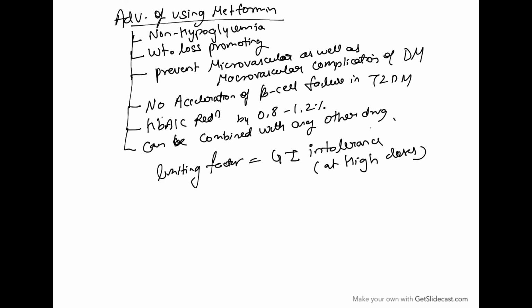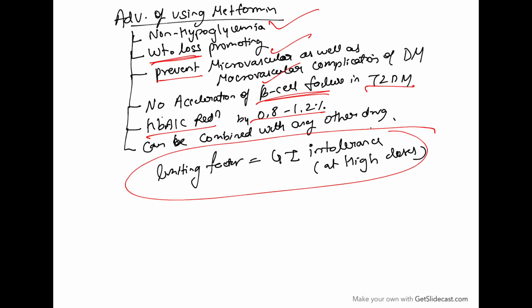नाउ एडवांटेज क्या मेटफॉर्मिन यूज करने का? हाइपोग्लाइसीमिया नहीं होता है, वेट लॉस भी प्रमोट होता है, it prevents both the microvascular as well as macrovascular complications of diabetes mellitus. बीटा सेल फेलियर का कोई एक्सेलरेशन नहीं होता है in type 2 diabetes mellitus. Okay, it promotes health. HbA1c reduction is 0.8 to 1.2%. It can be combined with any other drug. The only limiting factor is the GI intolerance that develops at high doses.